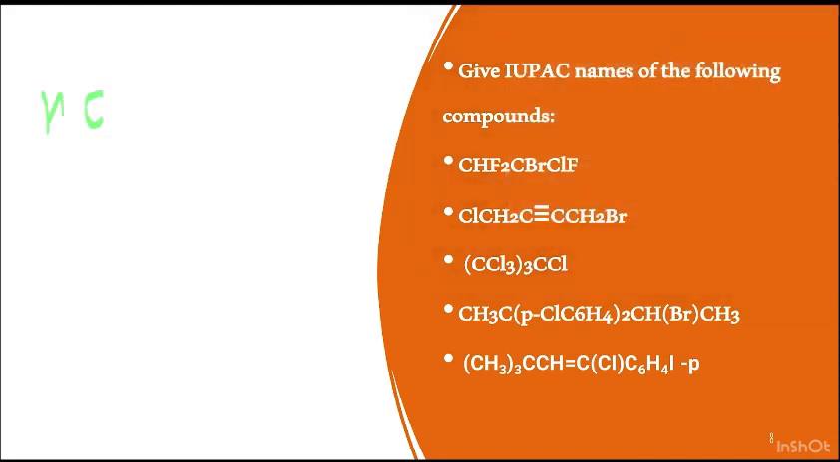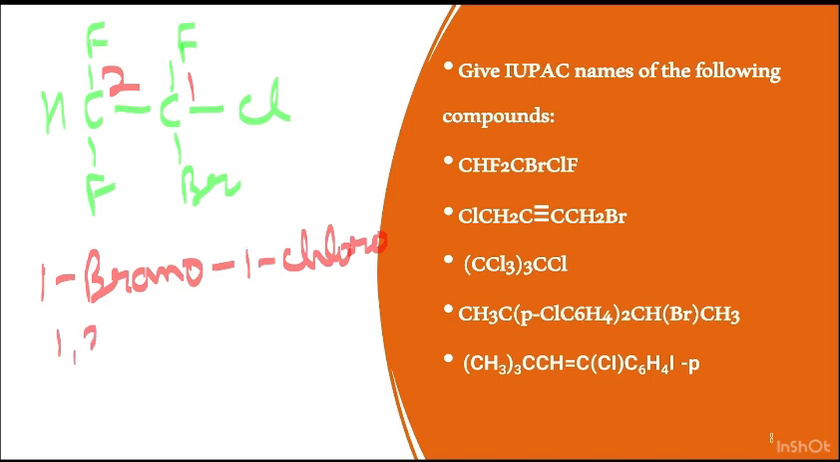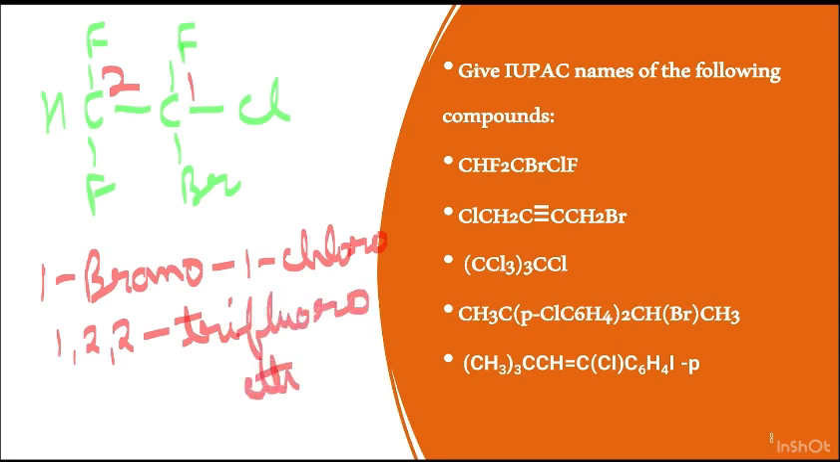You have CH, F, F. You have C, Br, Cl, and then again one more F. So I was saying, if we number from this side, then alphabetically it becomes 1-bromo, 1-chloro, 1, 2, 2-trifluoroethane.